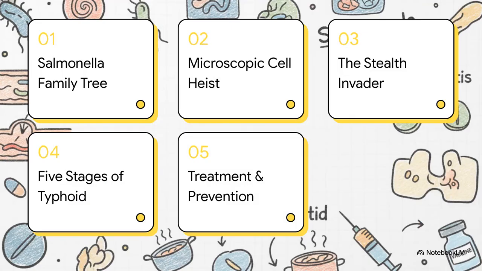Okay, let's dive into this roadmap. First up, we'll look at the Salmonella family tree, then the microscopic cell heist, followed by typhoid, the stealth invader. After that, we'll walk through the 5 stages of typhoid, and finally, treatment and prevention.